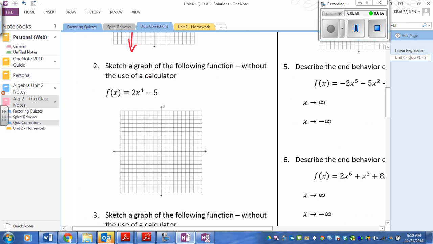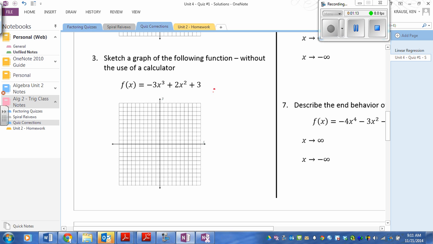This one right here, the highest degree is even, so that means the arrows are either both going to point up or both going to point down. Since this is positive, we're going to use both pointing up. Well, it's a 4th degree, so I probably shouldn't draw too much of a parabola, but whatever. As long as the arrows were pointing in the same direction, I was okay with that.